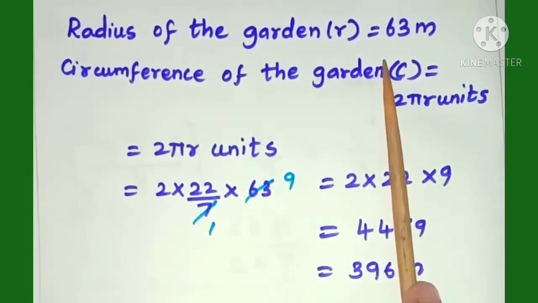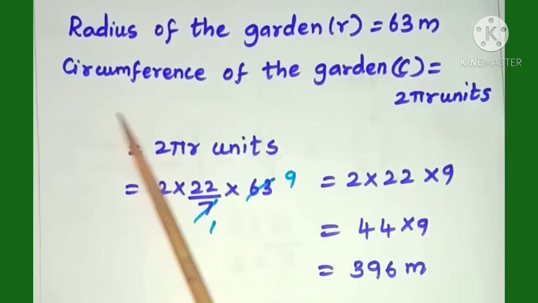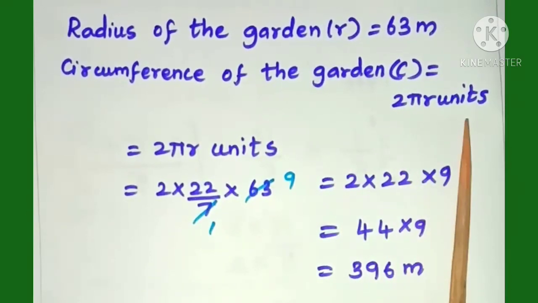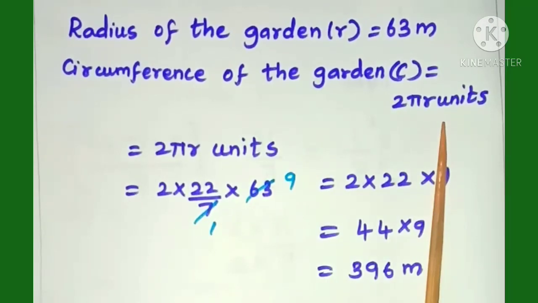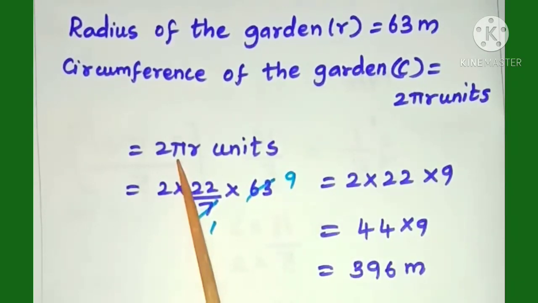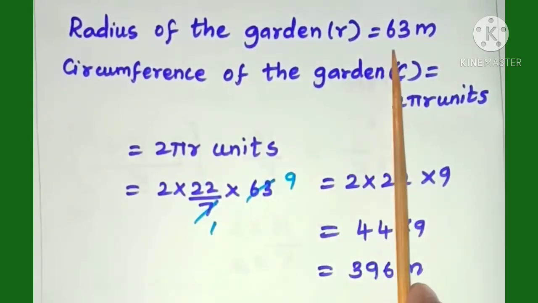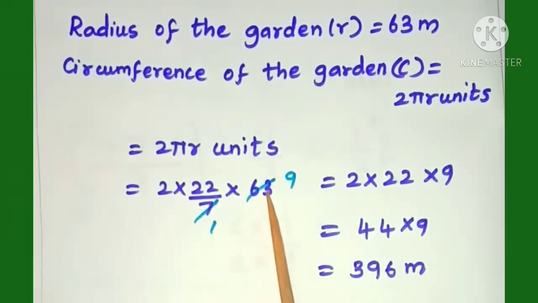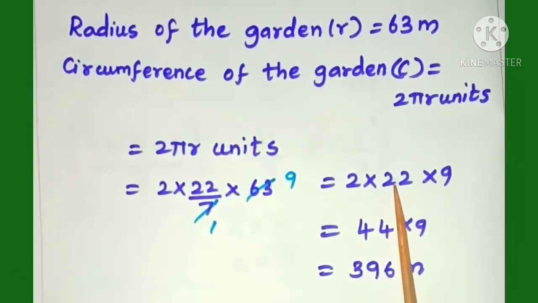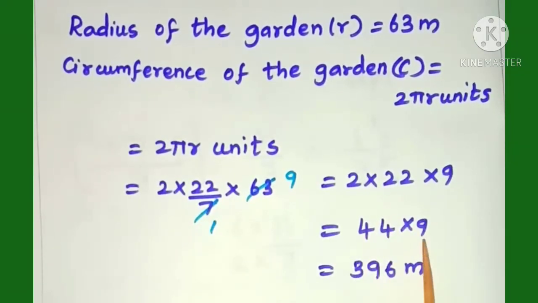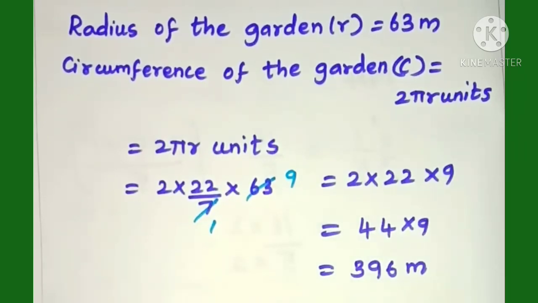Students, radius of the garden is given, r is equal to 63 meter, and circumference of the garden is 2 pi r units. So when r is given, we can use the formula for circumference of the circle, 2 pi r units. So here we know that pi is equal to 22 by 7 and r is given 63. So now we are going to substitute all these values here. So 2 into 22 by 7 into 63. Now cancelling 7 and 63 we get 9. So 2 into 22 into 9. 2 into 22 is 44. 44 into 9, when we multiply these two values we get 396 meters.